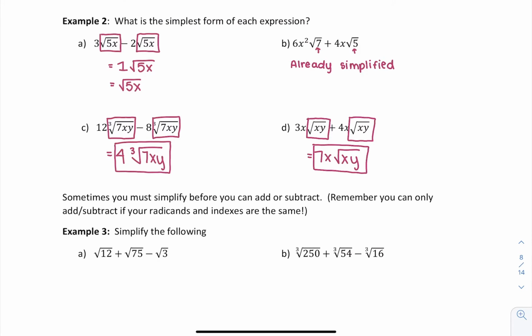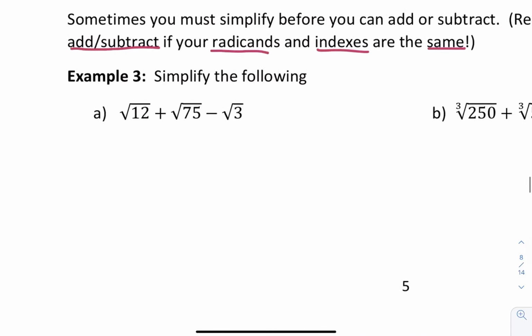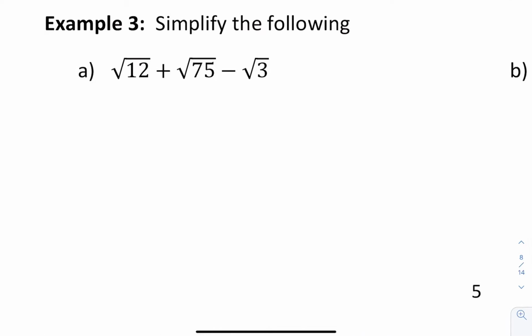Now, sometimes you have to simplify before you realize you can add or subtract. Remember, you can only add and subtract if your radicands and your indexes are the same. If we're asked to simplify something like the square root of 12 plus the square root of 75 minus the square root of 3, you might think it's already simplified. They can't be combined anymore. But let's try to simplify.